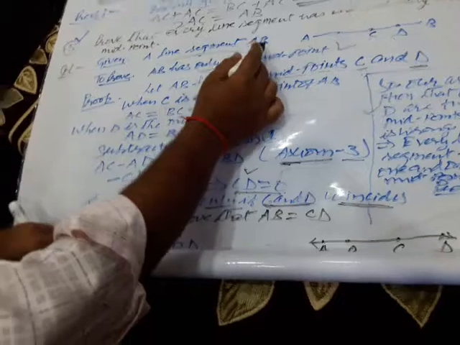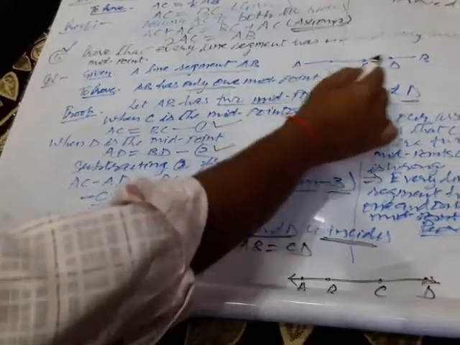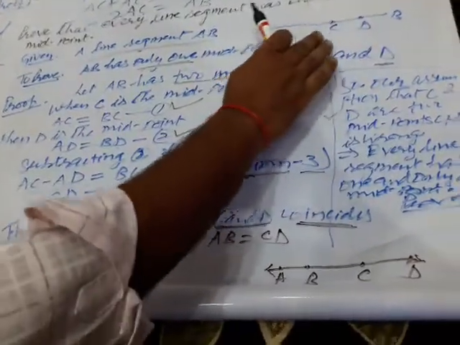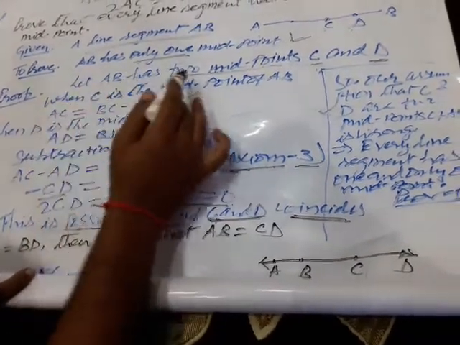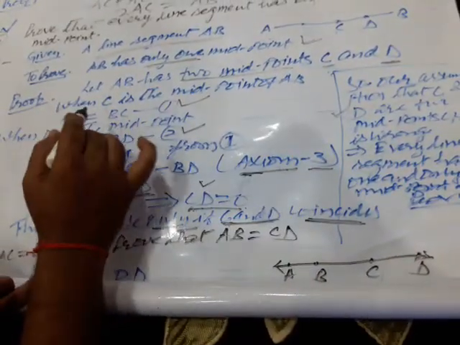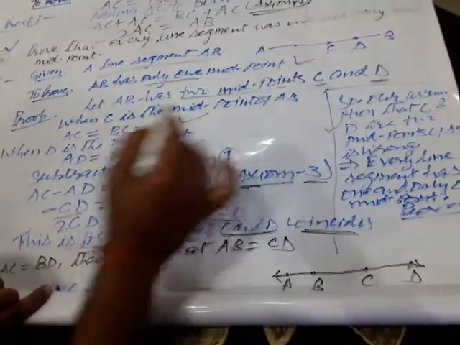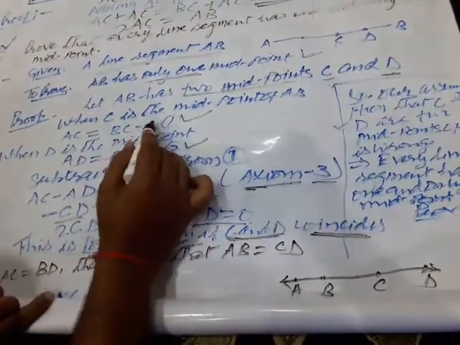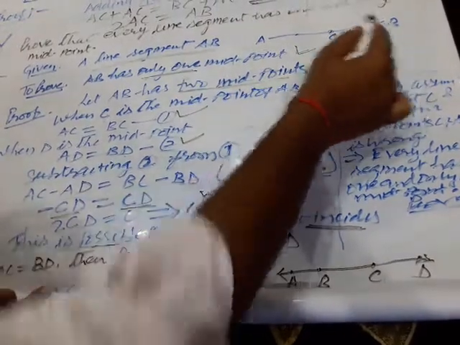A line segment AB: what you have to prove is that every line segment has one and only one midpoint. So AB is a line segment, and we have assumed that it has two midpoints. We will use the contradiction method to prove. Let AB have two midpoints, C and D. When C is the midpoint, then what is the condition? AC equals BC. When D is the midpoint, then AD equals BD.